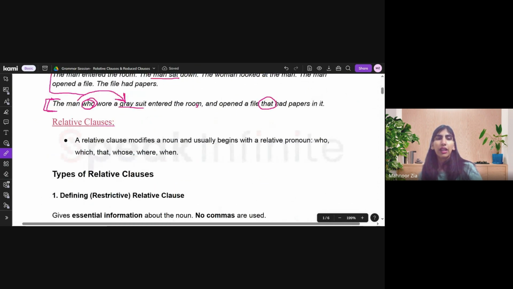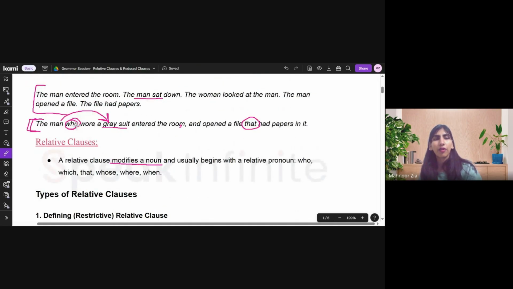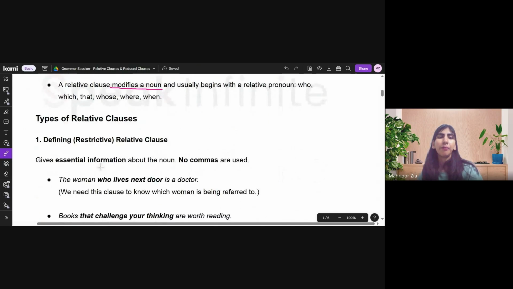Okay, so let's understand what relative clauses are. They modify a noun and usually begin with a relative pronoun, for example who, which, that, whose, where, and when. To modify a noun means they talk about or explain the noun. For example, in this case, the man who wore a gray suit is describing this man, right?